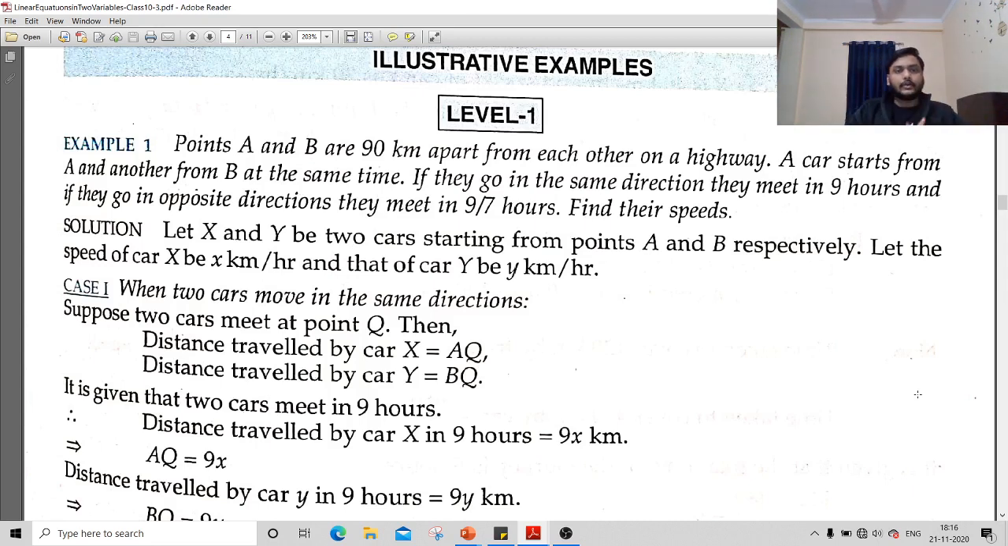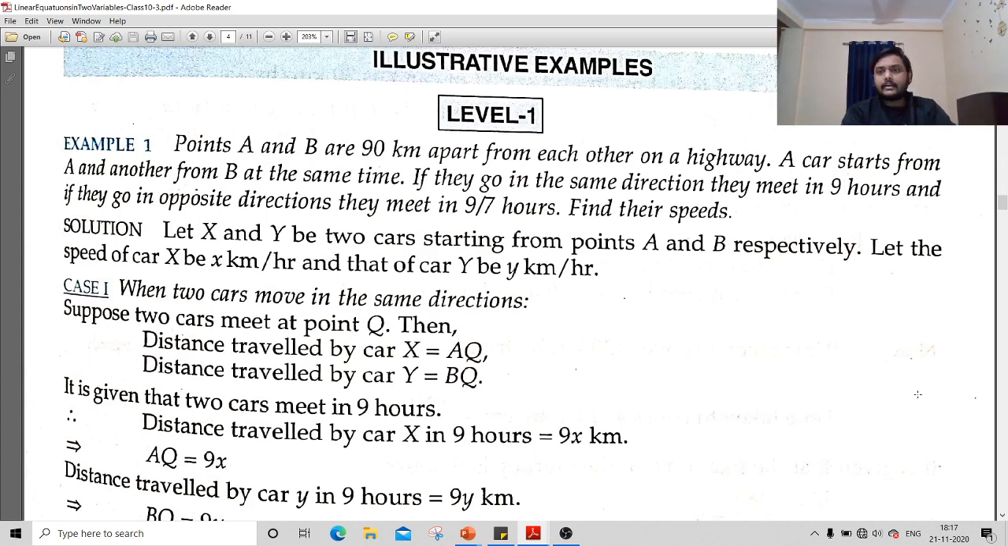We have time. So now when we are talking about this question, guys, exactly this type of question comes in your exams. You are asked questions like this, so it's very important for all of us to discuss this question. What is the question saying? A and B are 90 kilometers apart. A and B are at a distance of 90 kilometers on a highway.